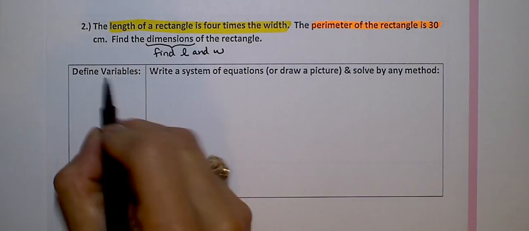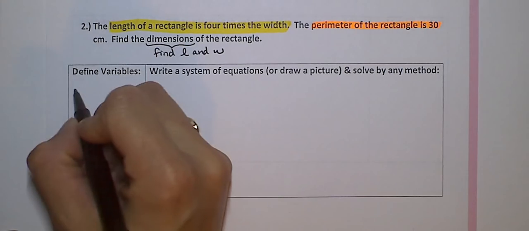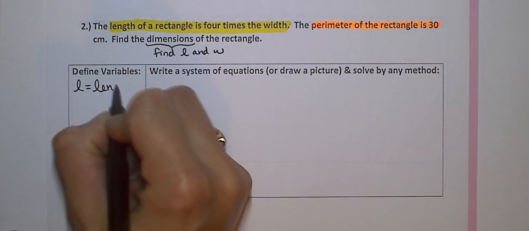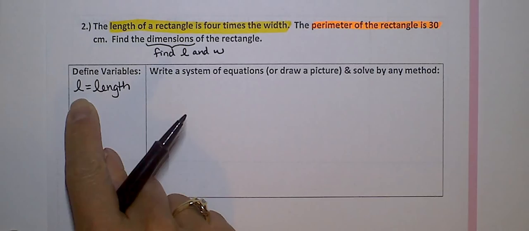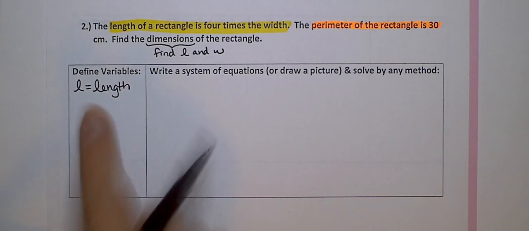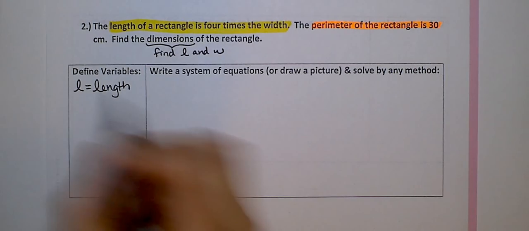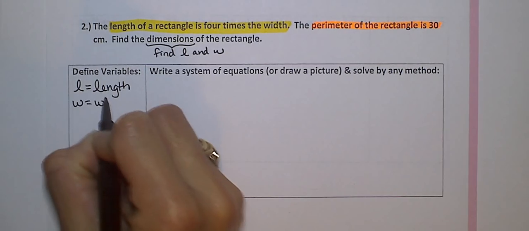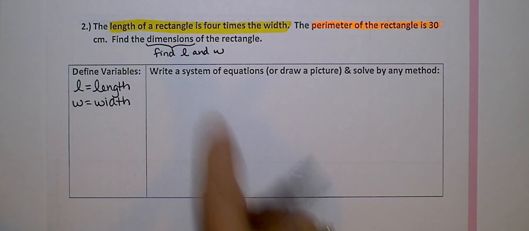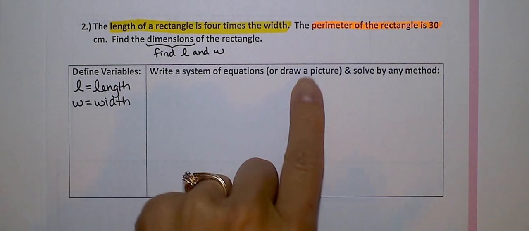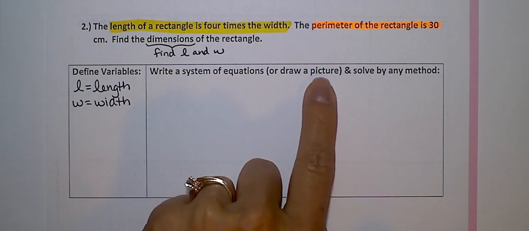So first let's define our variables. So I'm going to say L equals length. Now you might want to use a capital L or use a different letter or a cursive L for length, because a normal L might look like a 1. W equals width. And now we're going to write a system of equations or draw a picture. This is the part that we did earlier this year, so we're going to do that one second.